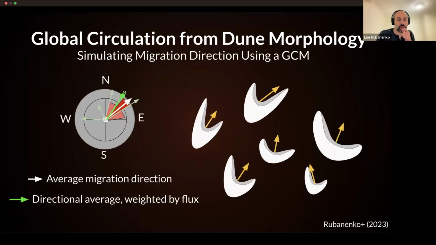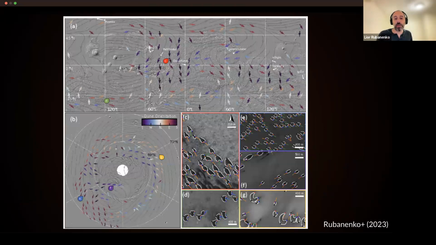Or sorry, the green arrow here shows more or less the direction of the average, and white is the average migration actually measured by our CNN. And then we can make a map of how the global circulation of Mars looks in the eyes of dunes, and we see a lot of interesting things already. So we see that in high latitudes we see this zonal flow, and then we see the northerly winds, or the southerly migration direction. So dunes migrate to the south in mid latitudes below 45.